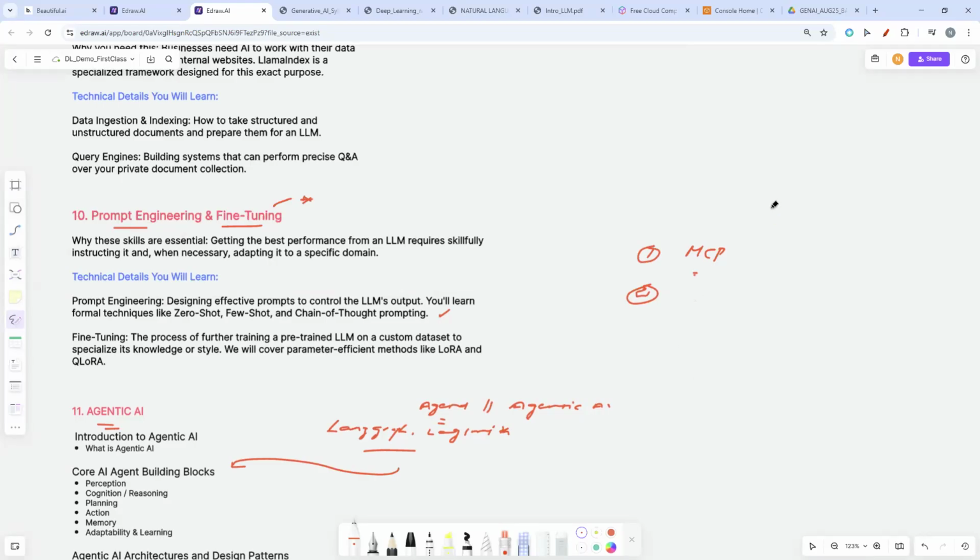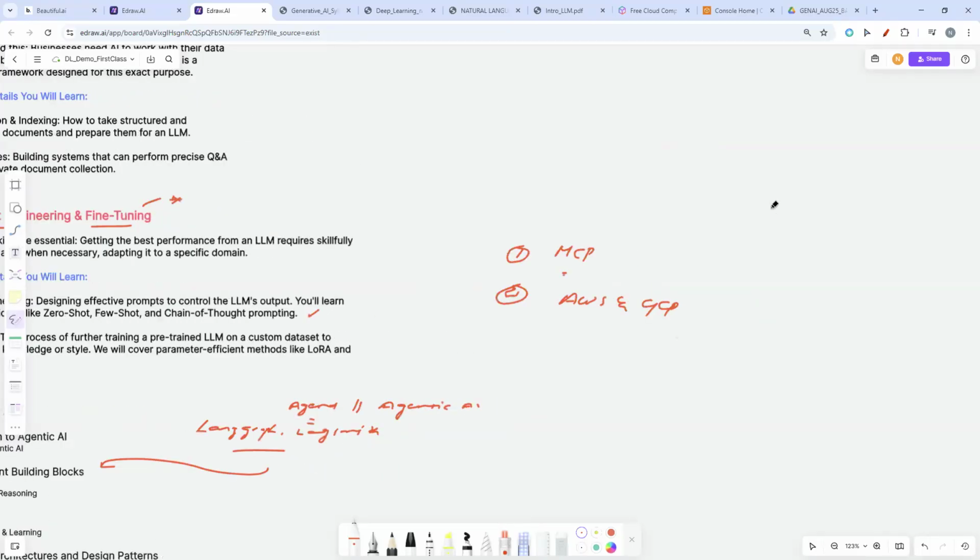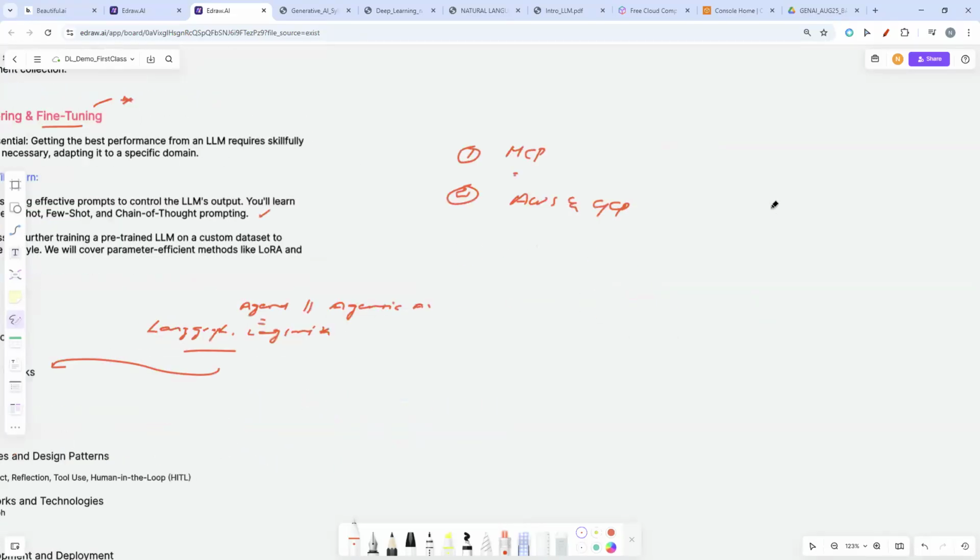Then we have one question: whether you have to take a subscription of AWS and GCP. This was a repeating question; yesterday also someone asked this. Yes, you have to take a subscription of AWS and GCP. But the thing here is that you need not pay any amount. On the AWS platform, if you take the subscription for 6 months, it will be free.